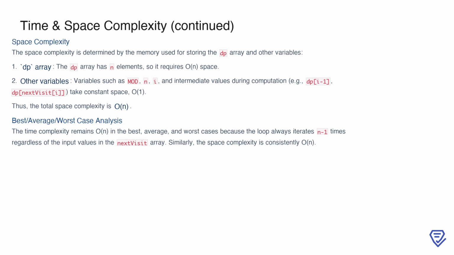Additionally, the time complexity remains O(n) across all cases, best, average, and worst, because the loop always iterates n-1 times, irrespective of the specific values in the next_visit array. Similarly, the space complexity is consistently O(n), as the size of the DP array depends only on n and not on any variations in the input.